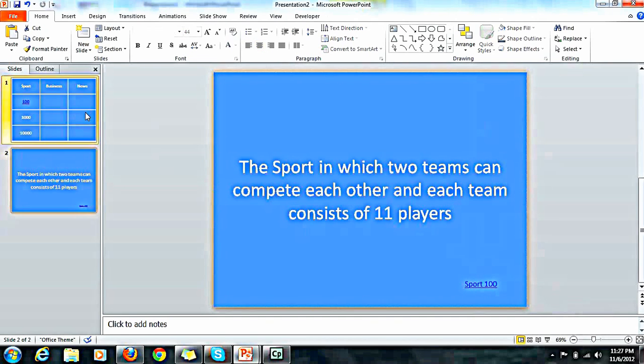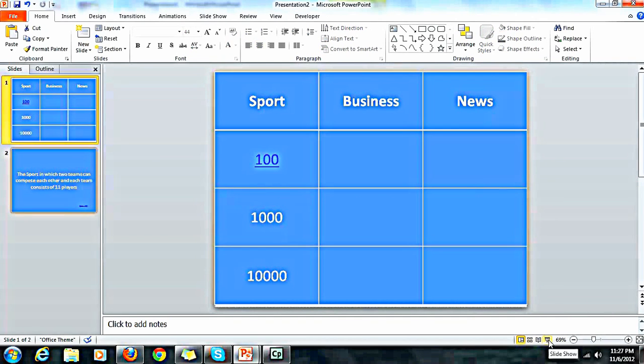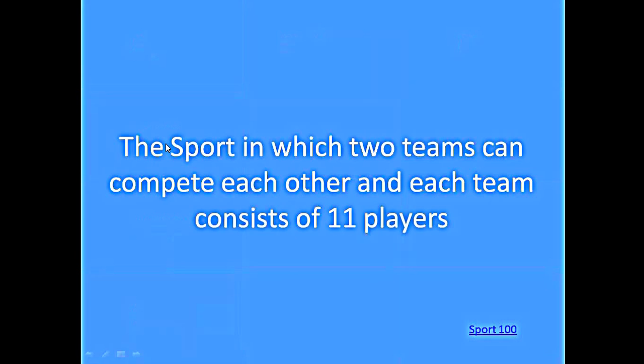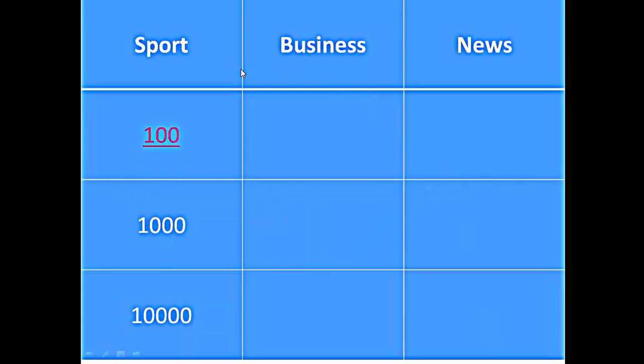Okay. So let's try what we created so far. And this is my jeopardy board. I'm selecting 100, going to my question, and after answering my question I will click the sport 100 and I will be able to go back to my main board.